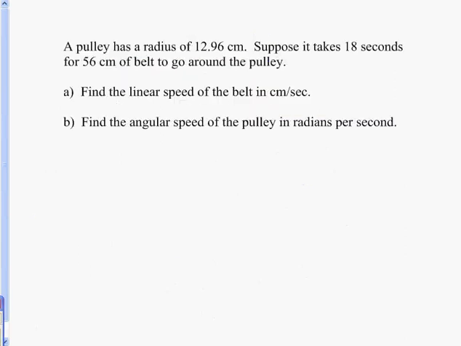Oh, I have one more. Let's do one more. I want to make sure you have plenty of examples to survive. All right, a pulley has a radius of 12.96 centimeters. Suppose it takes 8 seconds for 56 centimeters of belt to go around the pulley. Here's your time. Here's your radius. This 56 centimeters of belt going around the pulley, that is arc length.